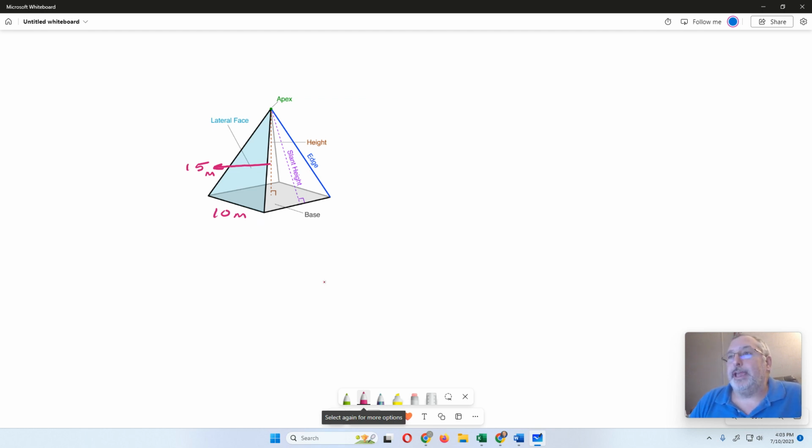So if we look at this problem, how do we find slant height if all we know is the length of a side and the height? Well, we're going to have to use the Pythagorean theorem. So the Pythagorean theorem, where's the triangle? The triangle is going to be this triangle right here. And so this is what we're focusing on, this triangle.